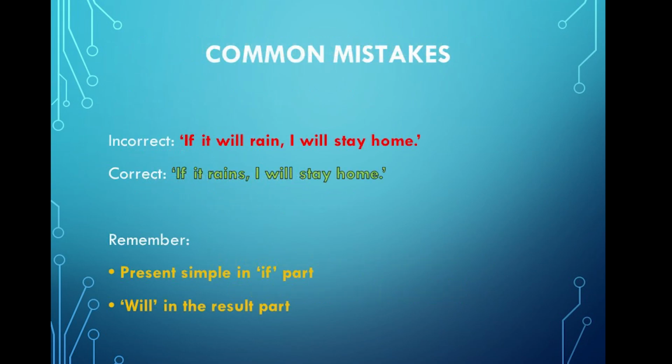Let's talk about a very common mistake English learners make. Many people want to use will in both parts of the sentence, like this: if it will rain, I will stay home. That's incorrect. In English, we never use will in the if clause of a first conditional sentence. We always use the present simple there. The correct form is, if it rains, I will stay home. Think of it like this: the condition goes in the present, the result goes in the future.